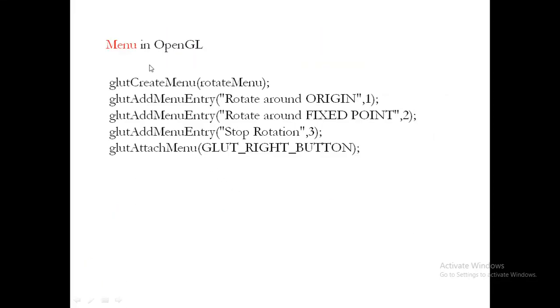A few more functions we are using in the second program are for the menu. This function is creating a menu; rotate menu is the name of the menu. We are adding these three menu entries with glutAddMenuEntry: rotate around origin, around fixed point, and stop rotation. Whenever the user selects these options, the value 1, 2 or 3 will be passed. This menu will be attached to the right button.